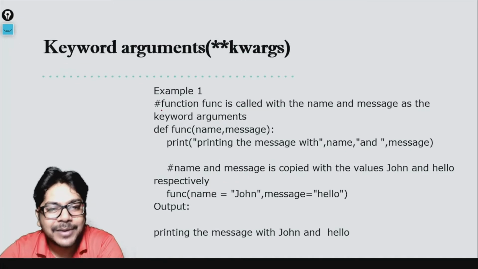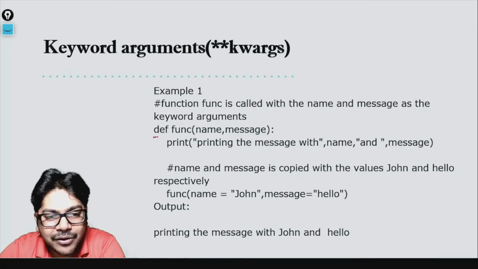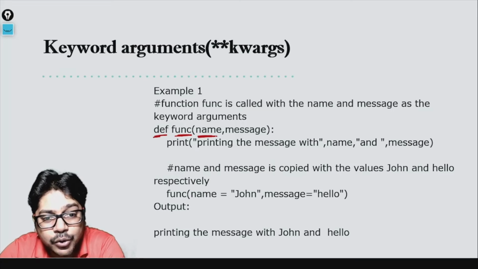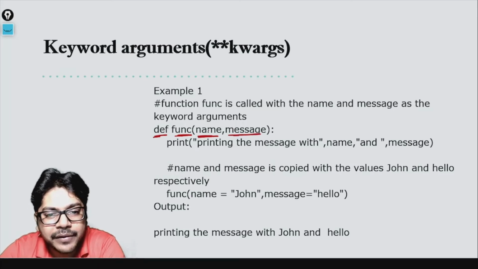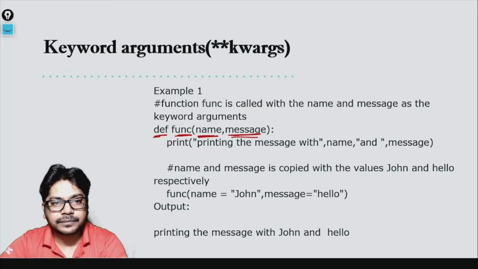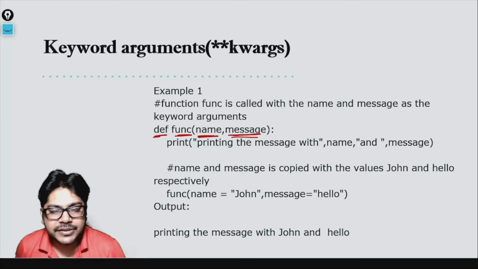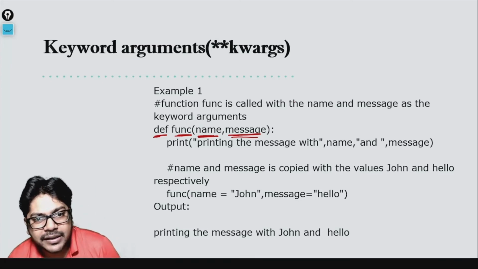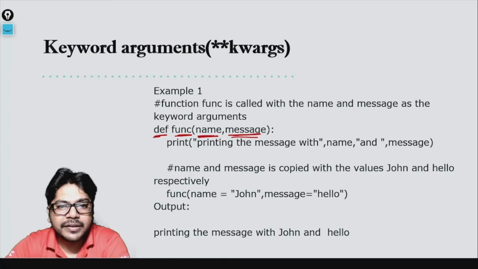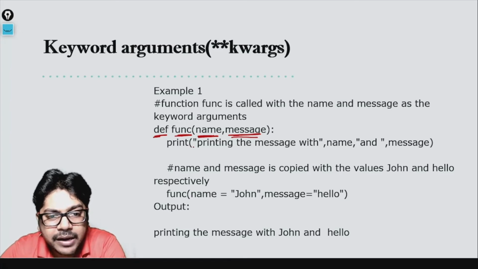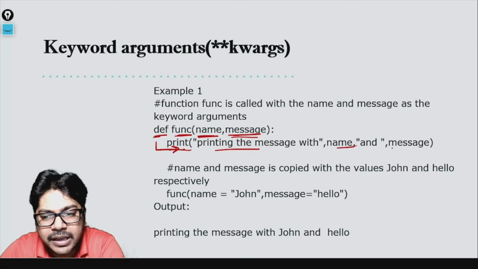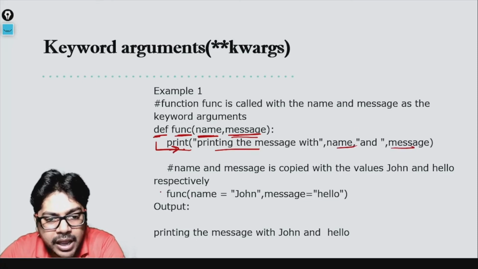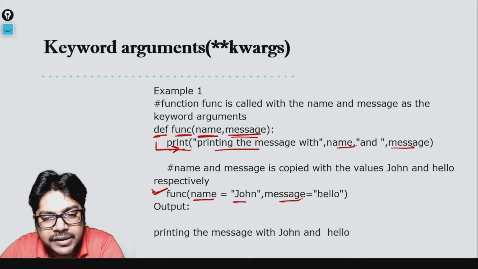Let's take this example. Here we have a function defined with def. Func is the function name, and def is the keyword. We have two parameters, name and message. Inside the function, we are just printing a message with name and message. Now when we are calling the function, we are giving name equal to John and message equal to hello.